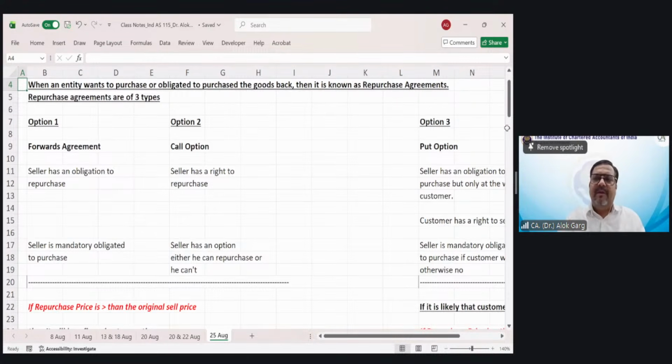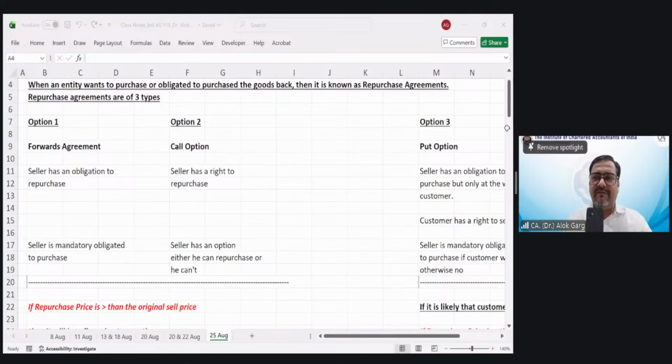मैंने अपना मोबाइल फोन रोहन को दे दिया. I have given my mobile phone to Rohan and I collected 100 rupee. And after 2 years, I will get my mobile phone back and I will pay 110 rupee. What does it mean? Repurchase price is more than the sale price, original sale price. What does it mean? It means, don't you think? I have taken a loan from Rohan. And I have mortgaged my mobile phone to him.